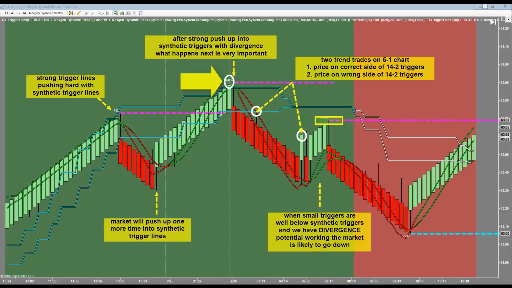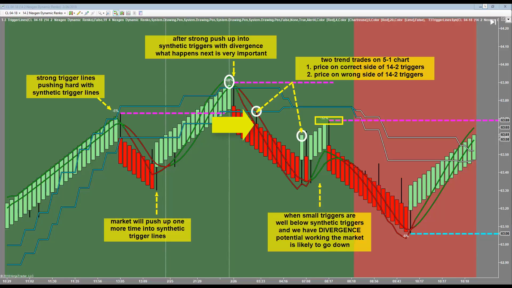So we're going to introduce an additional indicator, which you remember as our T3 divergence potential. If that push back into the synthetic triggers also has divergence, you have a high probability of a reversal in the market. Once you have the reversal in the market, you'll see we end up with two looks that are very good for trend trades on our smaller chart.